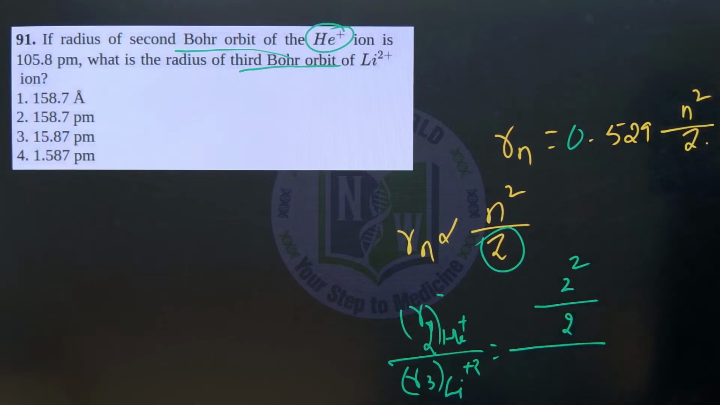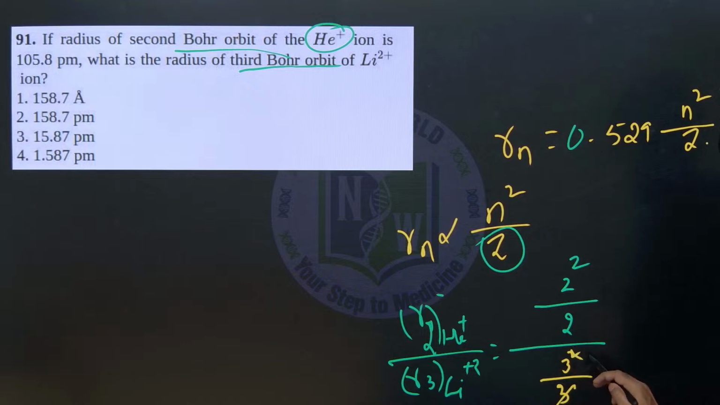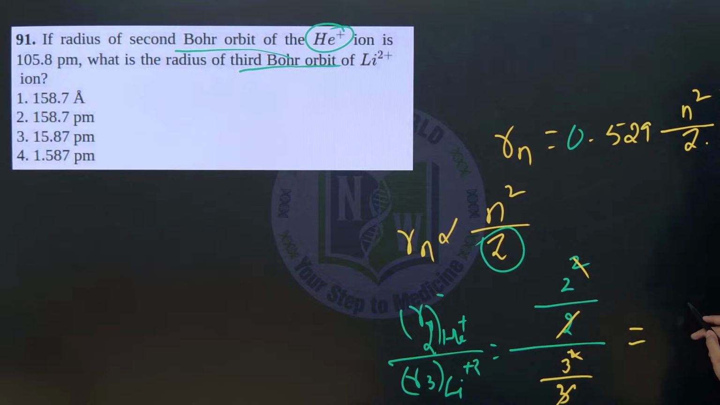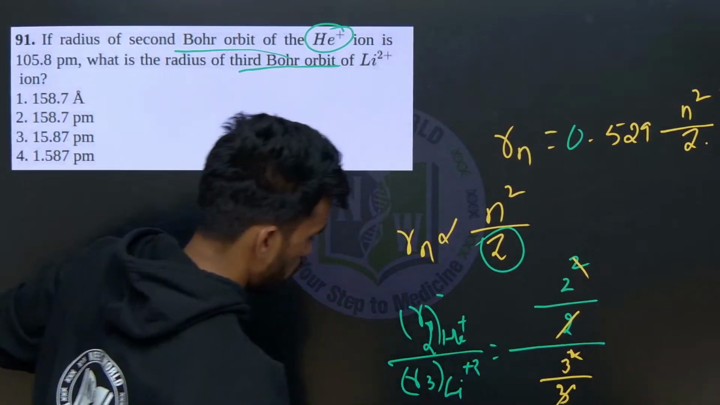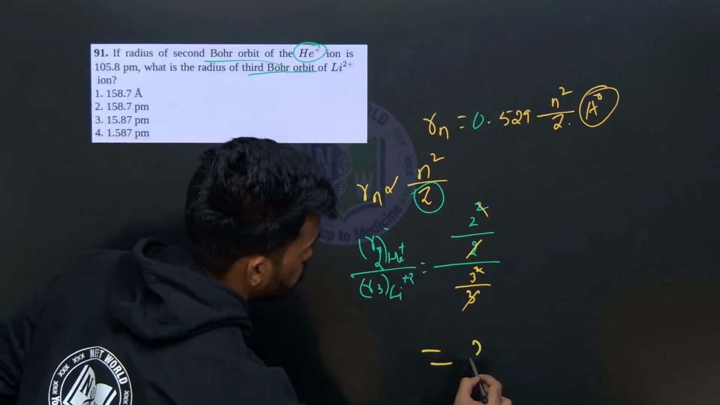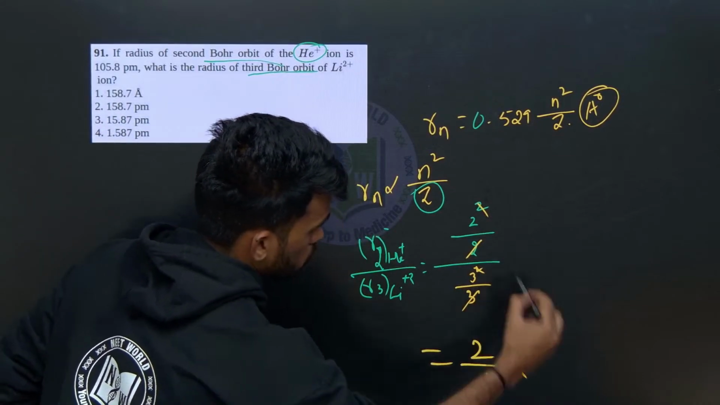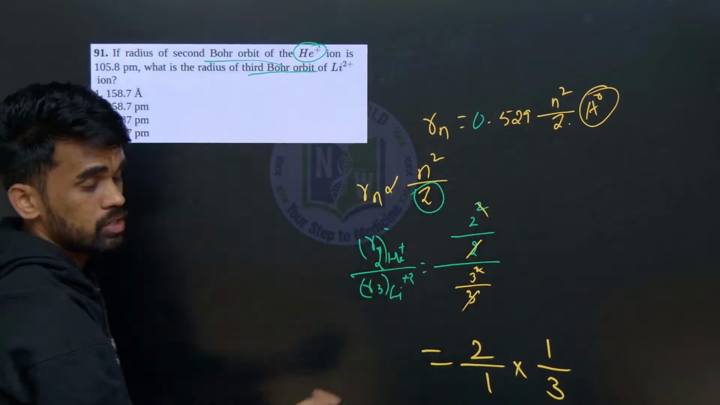Okay. Now write about lithium. R3. The n value is 3. So 3 square. And what about the atomic number? That is 3. Okay. 3 square, 2 square. So what are we left with? So 2. So here we can write 2 by 1 into 1 by 3. So 2 by 3 we can write. So just take it to the numerator side.